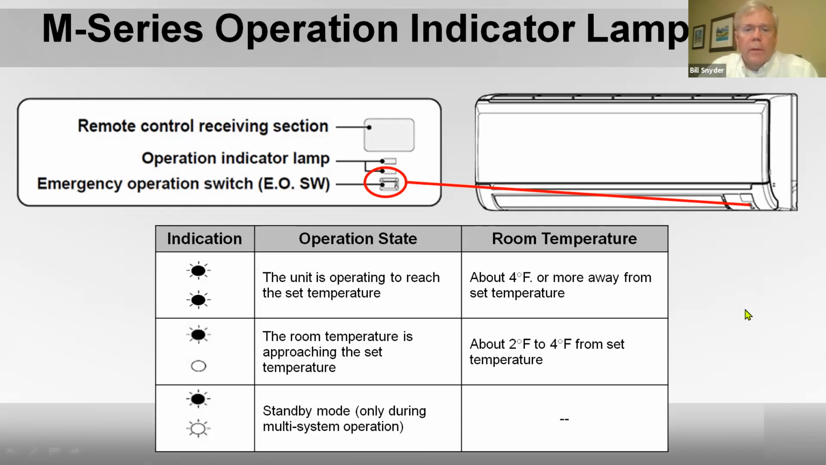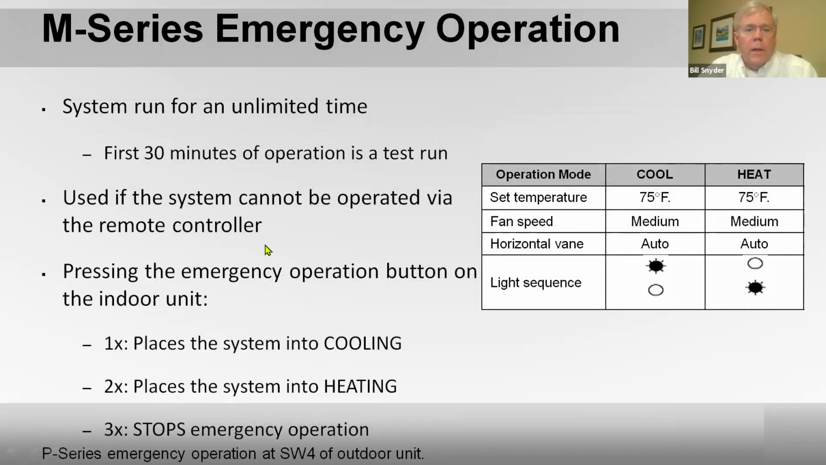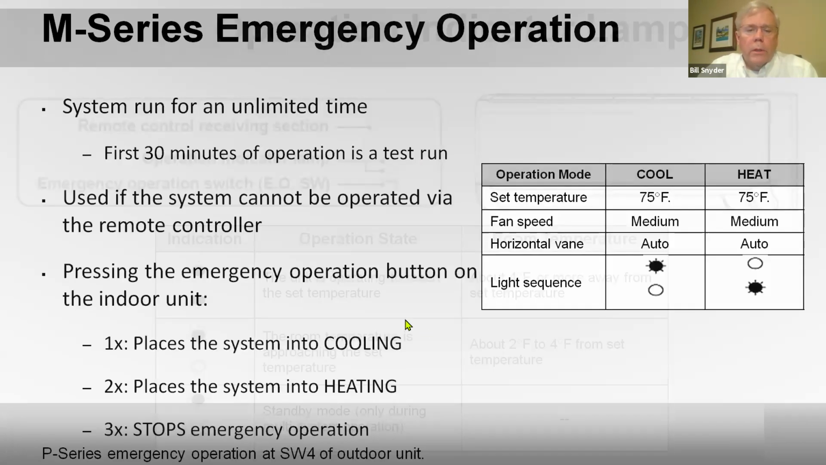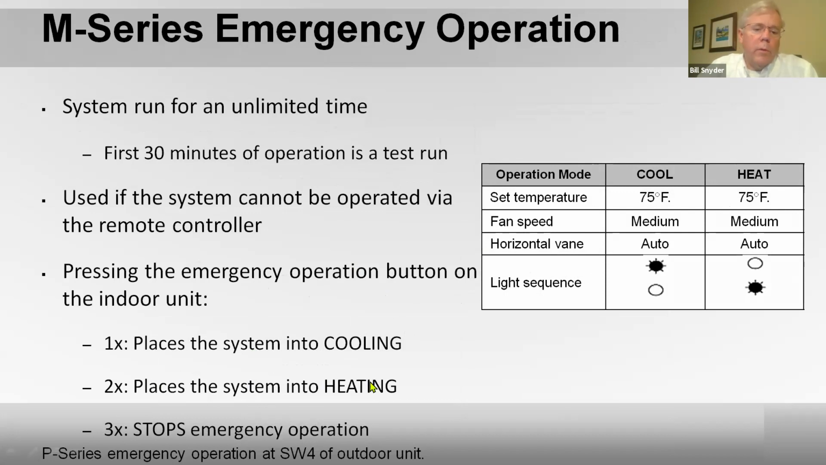Sometimes it's inside, but there's always an EO type switch that you can usually find someplace. If there's an EO switch, you push it once and you put it in cooling test mode, and it'll run that way for 30 minutes in test mode, so you can do your testing, your compressor, and everything runs at one speed. If you press it twice, it'll put it in heating test mode for 30 minutes, and if you push it 3 times, it stops. The interesting thing is it will not stop unless you tell it to stop.